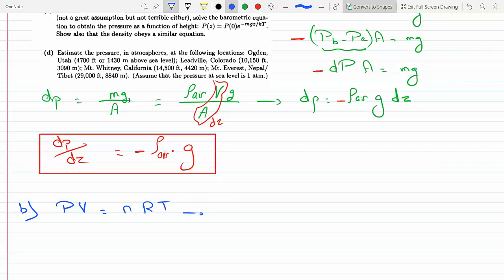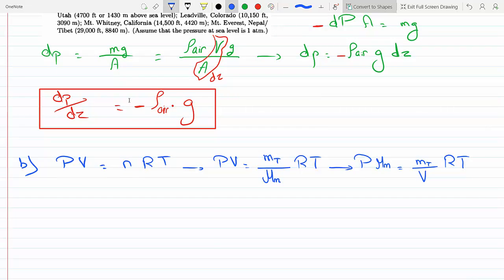Now the number of moles of the air molecules will be the total mass of the air molecules divided by the molar mass, which I will call mm, times RT. Now I could rewrite this by multiplying mm on the left side and dividing by the volume of the container containing the air molecules. The reason I did that is because I know that the total mass divided by the volume would give me the density of the air molecules.